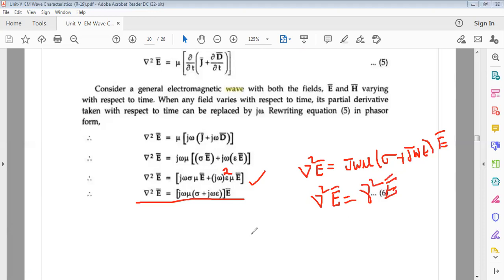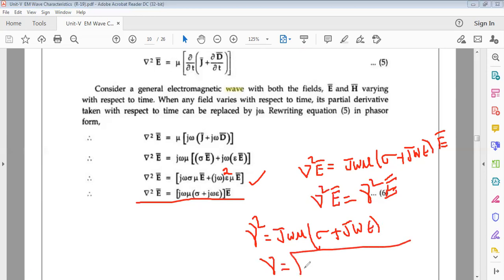Now what is gamma here? The propagation constant. Gamma square is equal to j omega mu into sigma plus j omega epsilon, and gamma is equal to under root of j omega mu into sigma plus j omega epsilon, the propagation constant. Okay, my students.